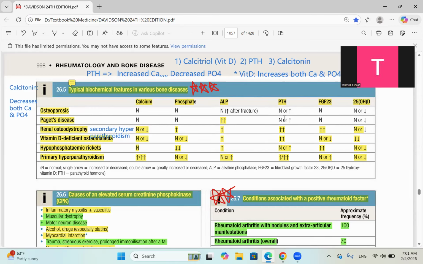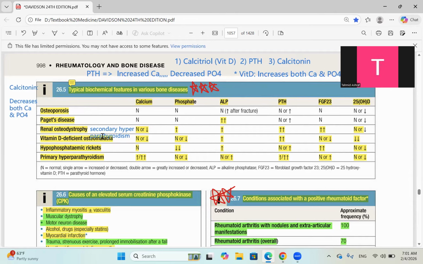And this increased parathyroid hormone level will cause the compensatory response.